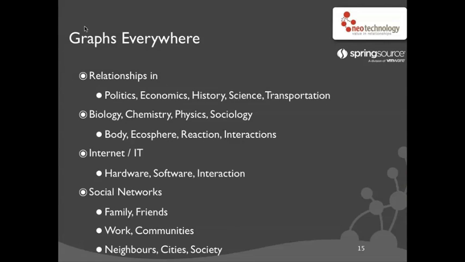If you look into where we can find graphs, we have relationships in all the social parts of our life, in politics, in economics, in history, in all the sciences, in transportation, in biology. Our body is a big network of interconnected cells. In chemistry, all the interconnections between reactions. Of course, in physics, just think of mechanics or quantum physics or all the other parts. In sociology, the interactions between people. Of course, you know that there are networks and graphs in the IT world, from the hardware to the software to the networks, and also the interaction of those devices. And we're getting more and more devices that will interact in more complex ways. Of course, there are social networks, and not just our family and our friends, but also our workplace, our communities that we take care in, our neighborhood, our cities, and this society as a whole. So actually, it's just everywhere.